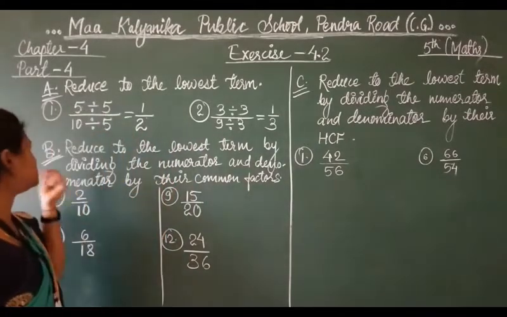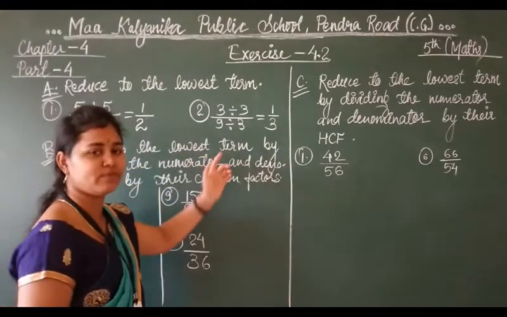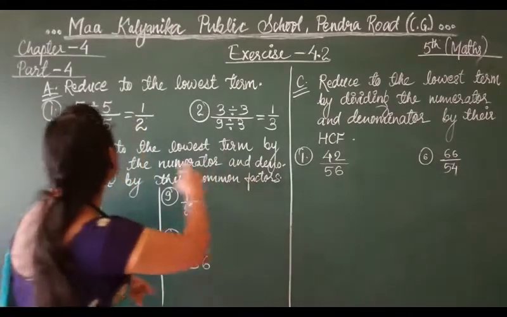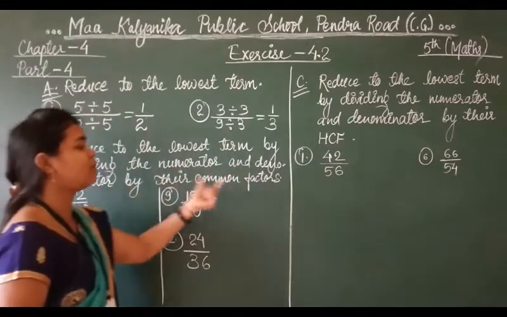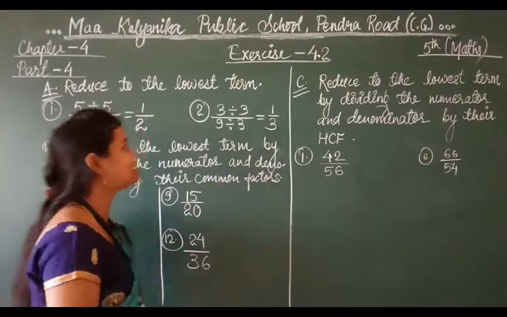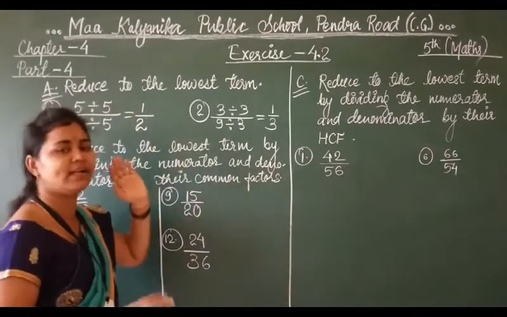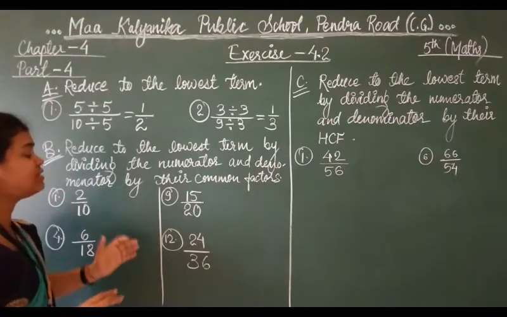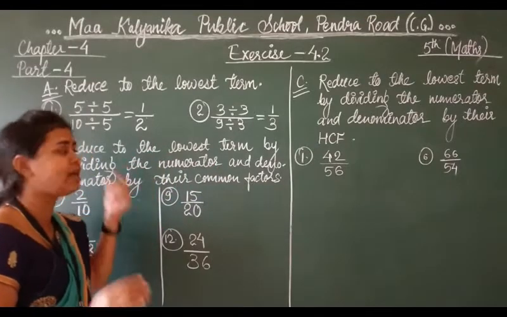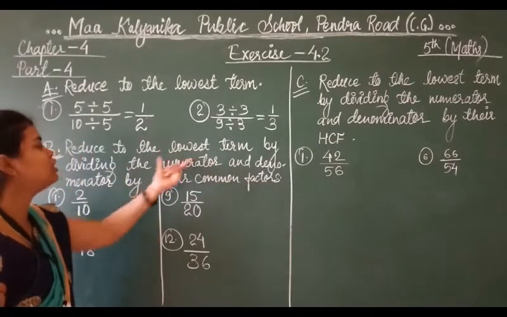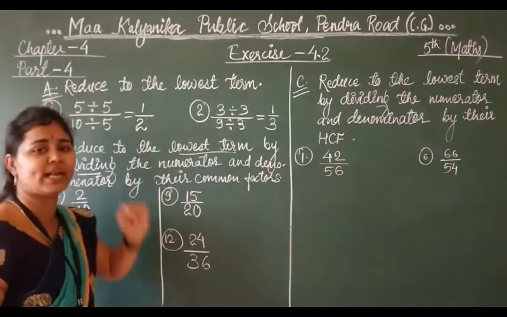So now moving to question number B. Students, listen carefully. Reduce to the lowest term. We have to reduce, but by which method? By dividing the numerator and denominator by their common factor. We have to find the common factor. In question number A, the common factors were already given and directly we divided and got the answer, but here it is given that by dividing the numerator and denominator by a common factor, we have to find the lowest term.